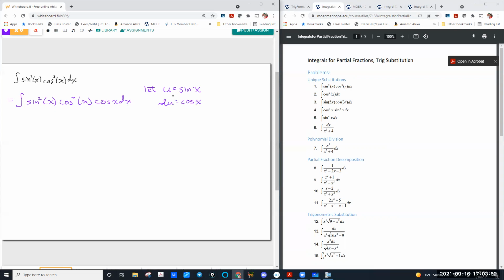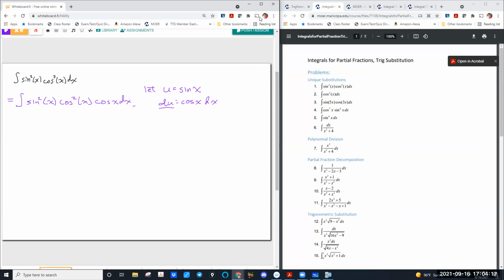So let's talk about the good and where we might have an issue. Cosine x dx is right here. So our du is a very straightforward substitution, which is why I split off that extra cosine x. u is sine x, so this here is just u squared. Now we do end up with this extra cosine squared that we want to substitute somehow.